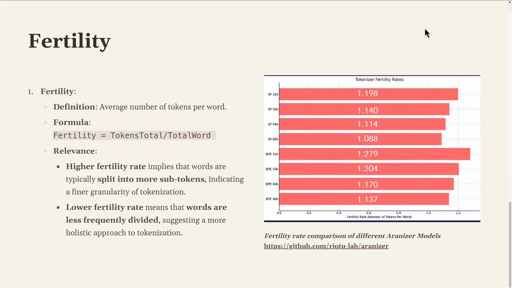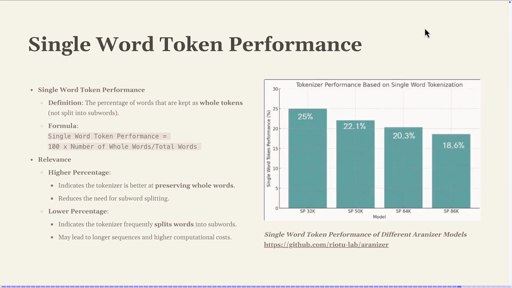Okay, now when you have a high fertility rate, it implies that the words are typically split into more subtokens. With a very low fertility rate, like in our case, words are less frequently divided, suggesting a more holistic approach. So we are somewhat close to word-level tokenization. So it's kind of fine. The idea is that the token is 0.75, so we are within range, mostly even with other tokenizers for the English language.